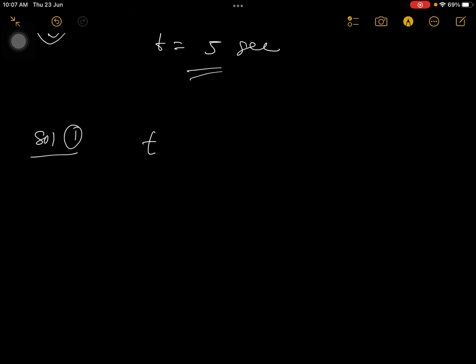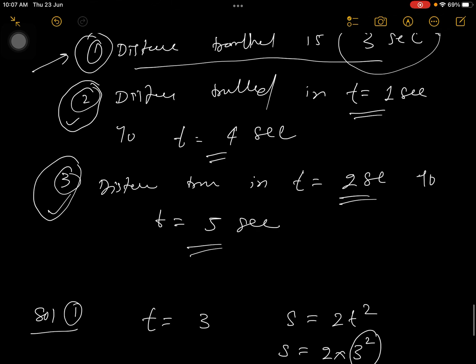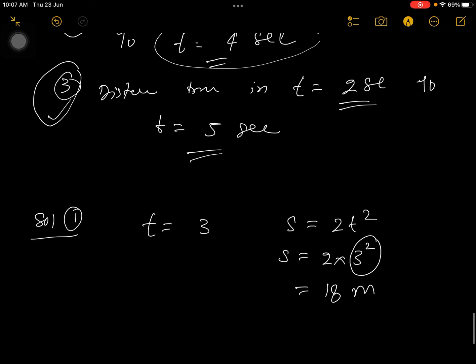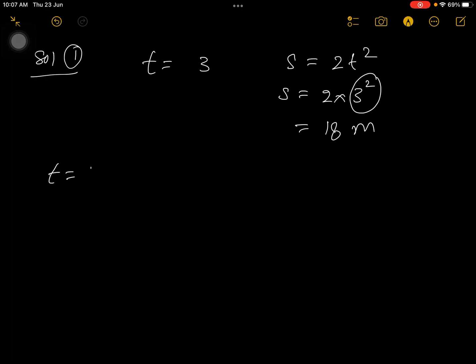In the first question, time is equal to 3 seconds, so your equation is s equal to 2t square. In this equation you substitute 2 into 3 square. So here you are going to get 9, and 9 into 2 is 18 meter. Okay, now you go for the second question, t equal to 1 to t equal to 4. What is your procedure? For t equal to 1 you find your distance s1, then for t equal to 4 you find your distance s4, and then subtract both, s4 minus s1. This will also be the distance traveled in 3 seconds, but this is a gap.